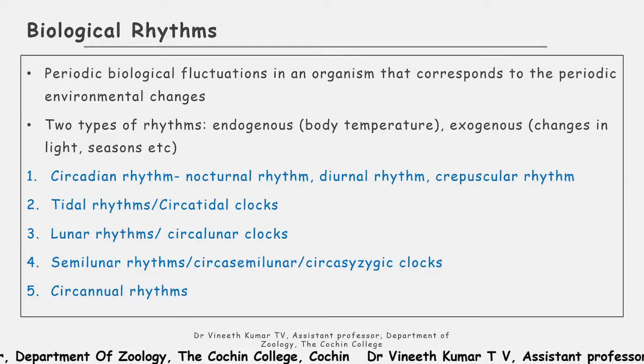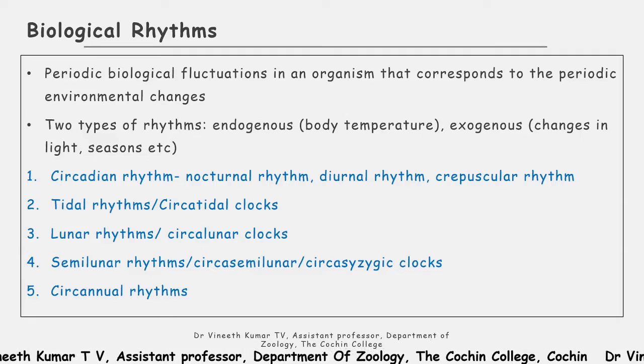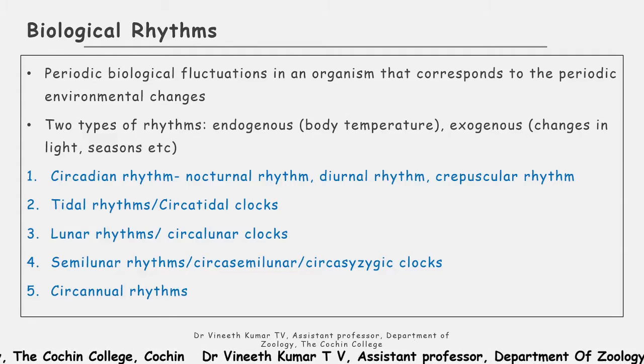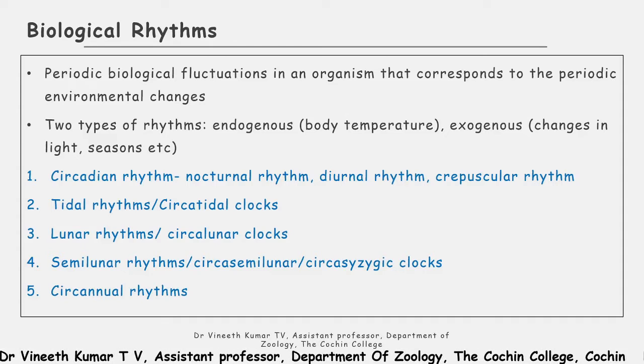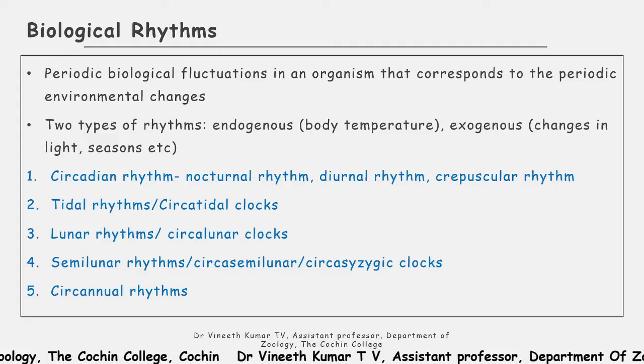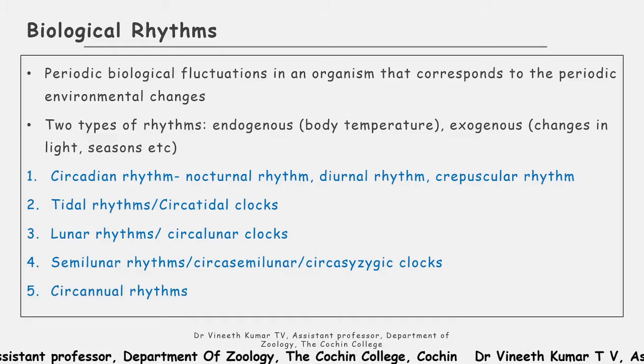Hello everyone, welcome to the discussion on sociobiology, and today we are going to discuss biological rhythms. Biological rhythms are an integral part of the everyday life of most organisms. They regulate most of the important functions in each organism.